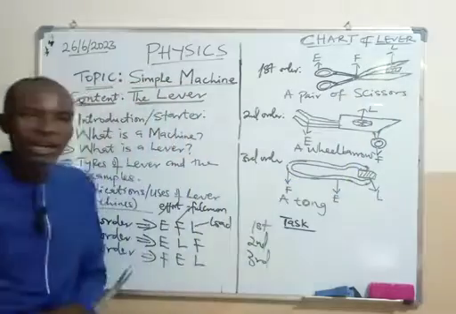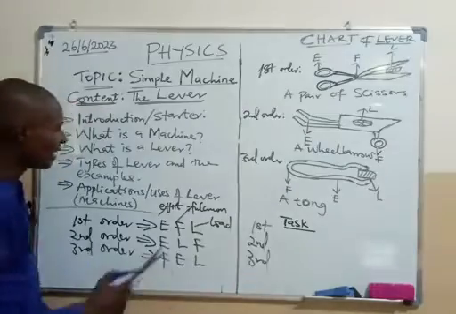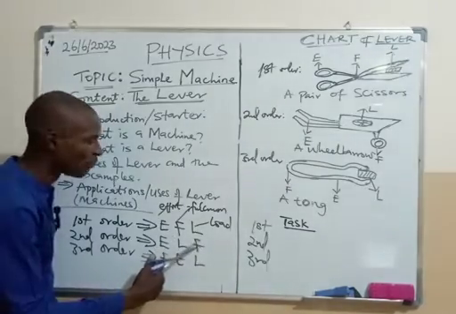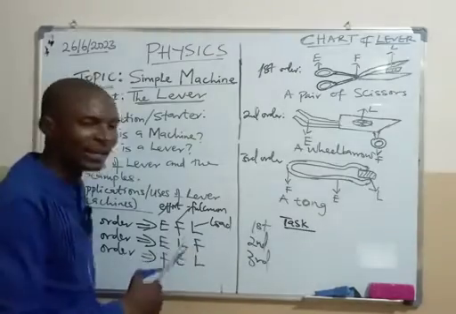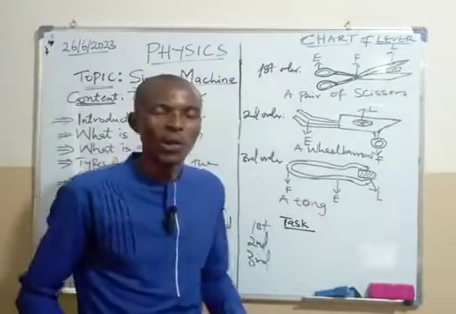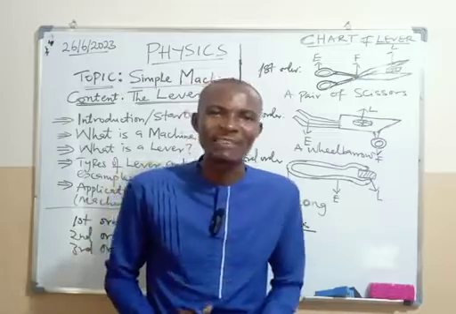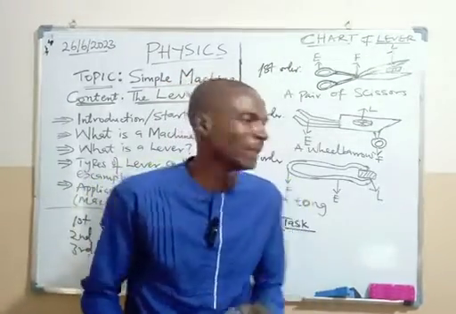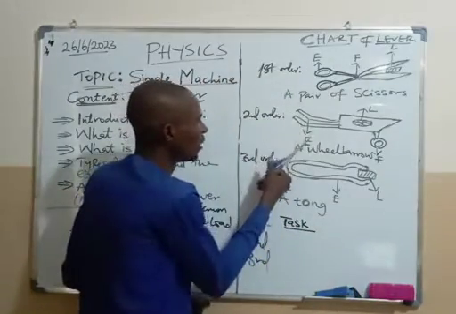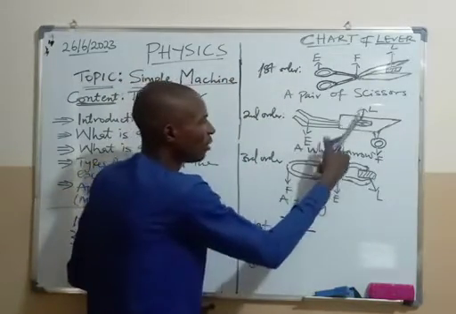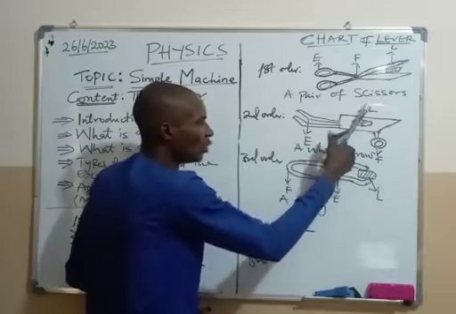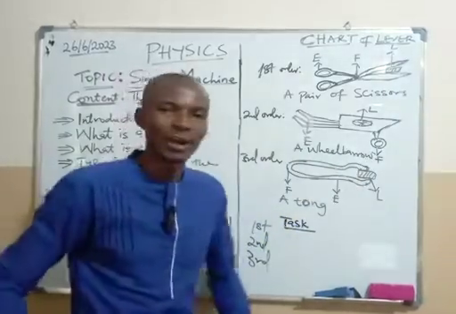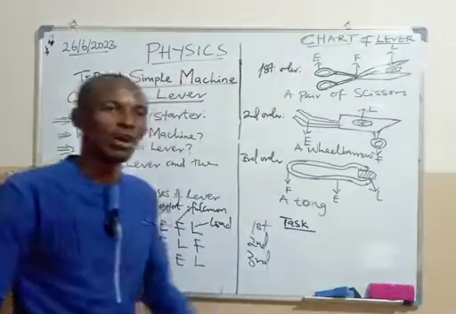Then the second order lever. In the second order lever, the load is placed in between the effort and the fulcrum. The load is at the middle. For example, the wheelbarrow is a typical example of the second order lever. Look at this. The handle here is the effort. The point where you place the object is the load, while the wheel, the fixed point, is the fulcrum. The wheelbarrow is used for carrying heavy objects.